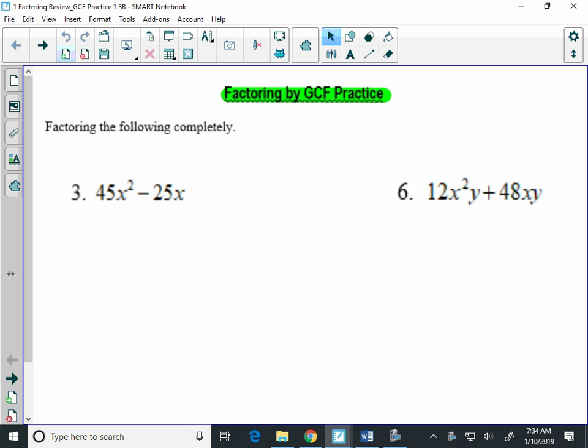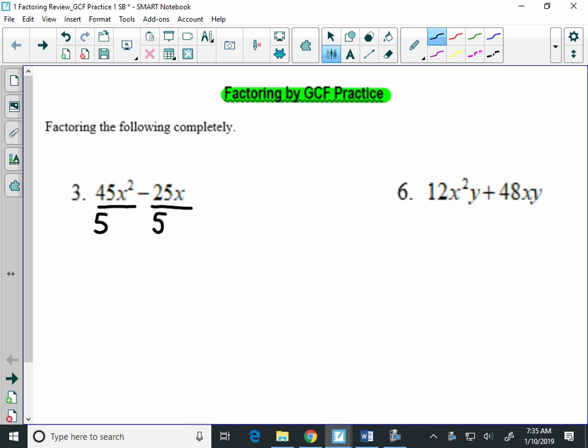All right, so number 3 says we have 45x squared minus 25x. Remember, when we're looking for a GCF, we start by looking at the numbers, 45 and 25. We find the biggest number that goes into both of those. Here, that number is going to be 5. So we're going to divide 5 out of both terms.